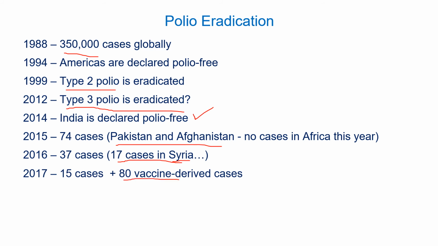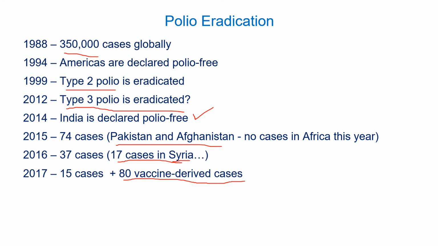So vaccine-derived cases, this is another issue with polio eradication, is that unfortunately the oral polio vaccine is a live attenuated vaccine, and sometimes it will mutate and actually cause polio. We're talking about maybe 1 in a million, that's the odds. But of course, we are vaccinating millions of people, so it does happen sometimes where people will get a vaccine-derived polio. So we're hoping in many of these countries to change to the injectable inactivated polio vaccine to prevent this kind of thing from happening.